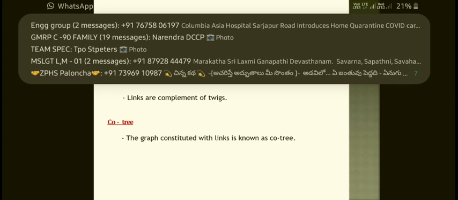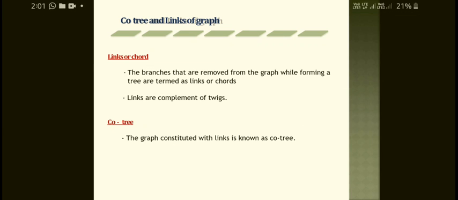Okay, so here, the branches that are removed from a graph while forming a tree are termed links. That means removing a branch from the graph gives what is called a link or chord, that is, the link or complement of twigs.